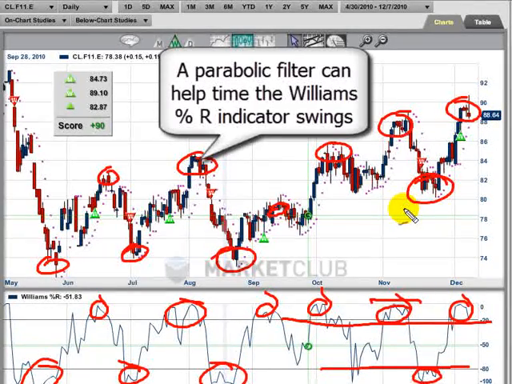This is Adam Houston from MarketClub. Be sure to check out the Williams percent R indicator and try it on some of your favorite markets, and try it in conjunction with our trade triangle technology.